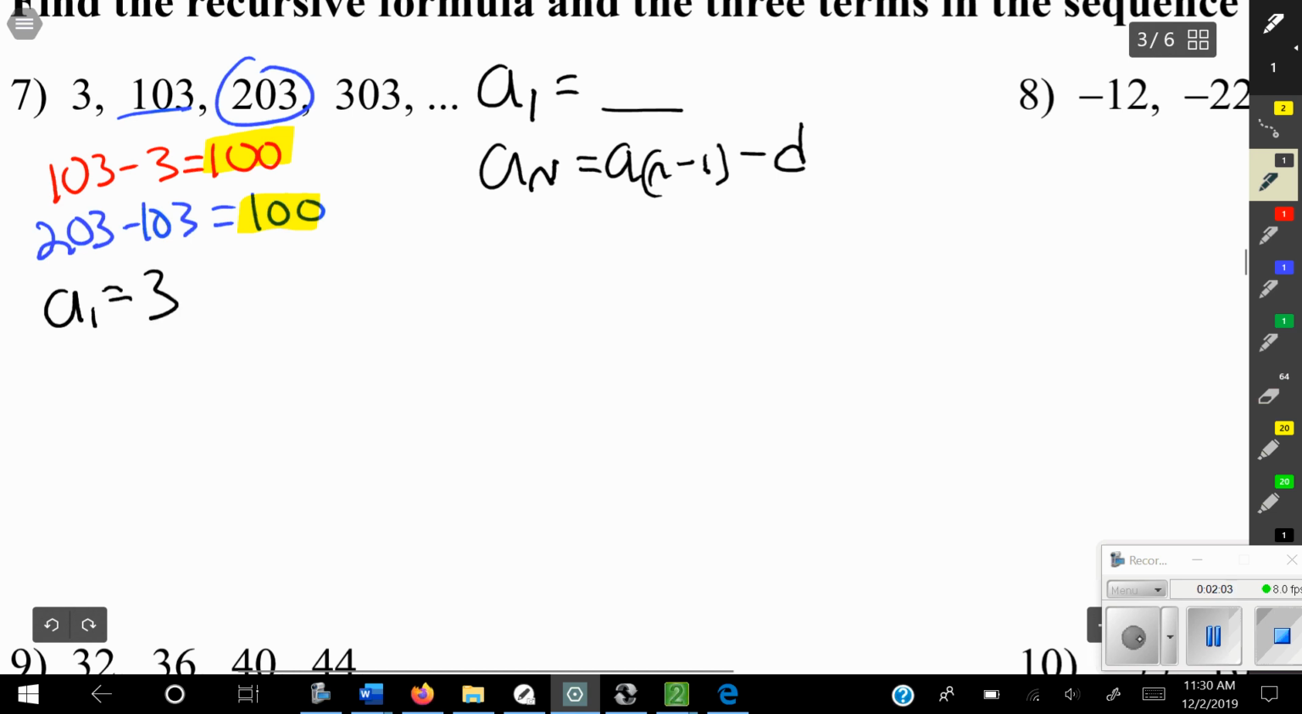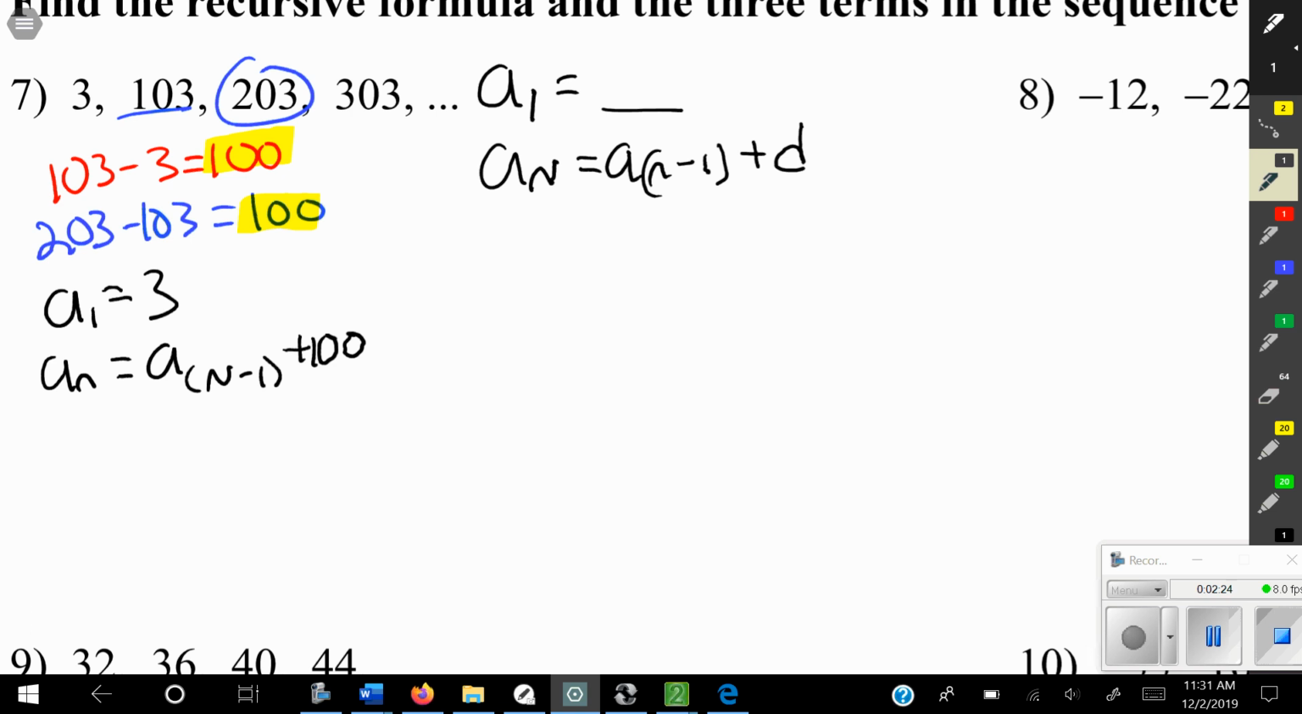And then write this formula with everything staying the same, except on the end, this should be plus your d, which is your common difference. Okay, and it's n minus 1 here. That just means it is your previous term. So to find whatever term you're looking for, you'll add 100 to it.